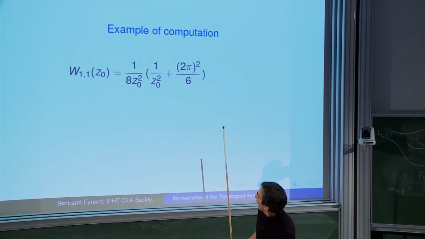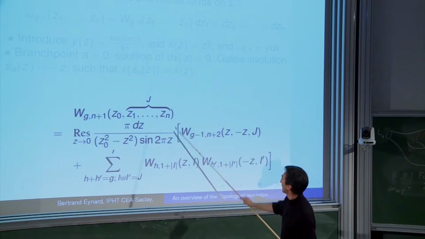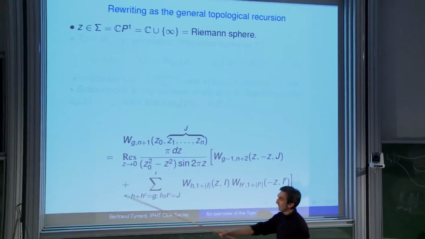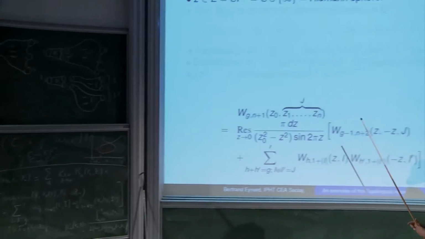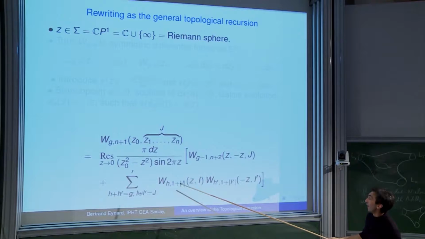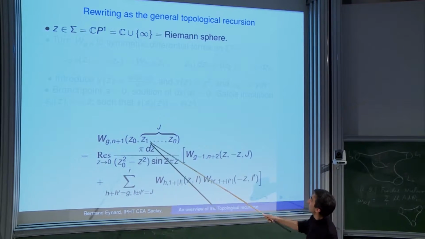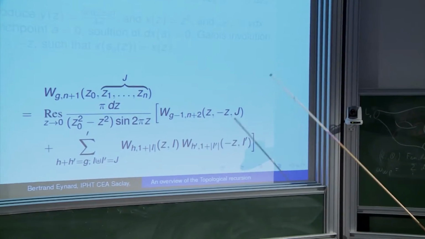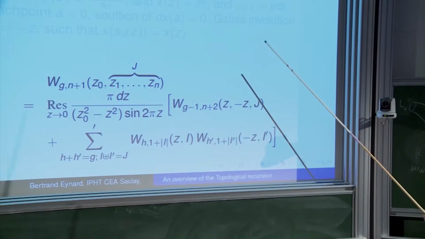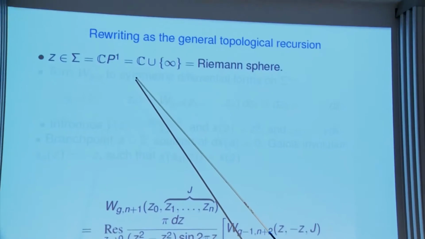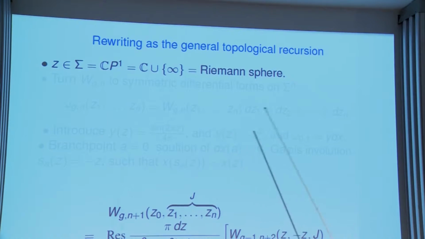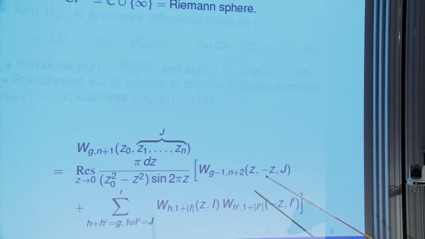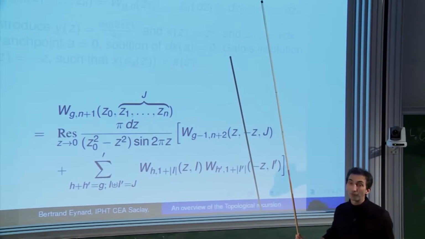So let me show you how this Mirzakhani recursion, which I rewrite here again, with this sine 2 pi z in the denominator, is a special case of that one. Let me explain. So first, the variables we have, z_0, z_1, ..., z_n, and also the variable on which we integrate, z, are for the moment variables in the complex plane, or in the Riemann sphere, the projective complex plane. So they are complex numbers, but in principle, the general situation would correspond to taking an arbitrary Riemann surface.